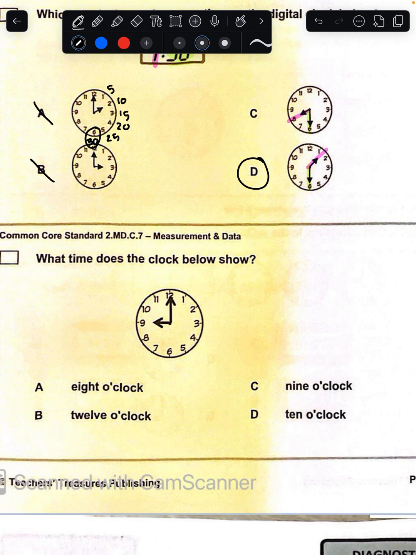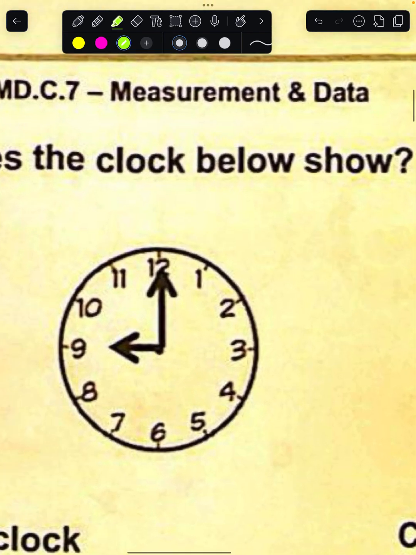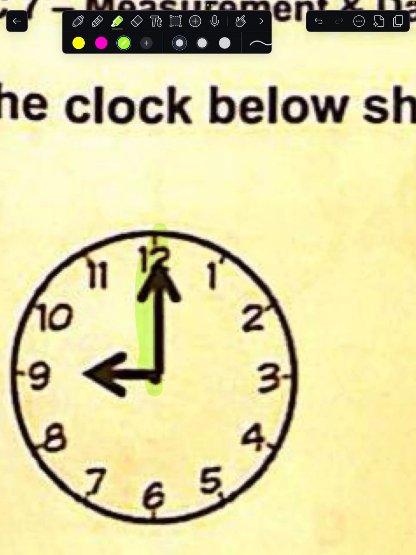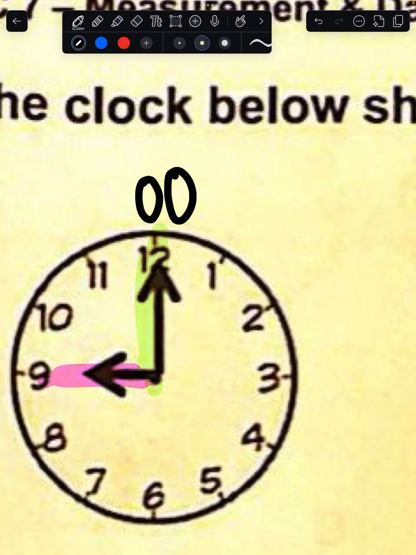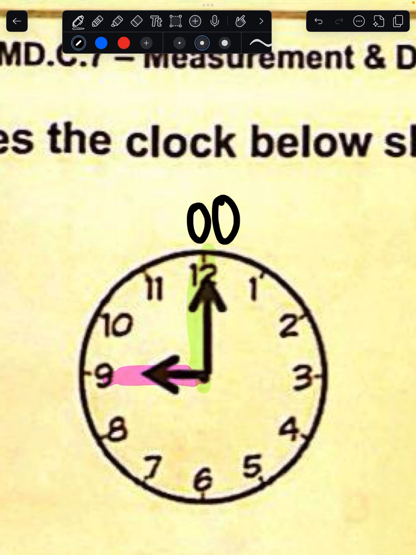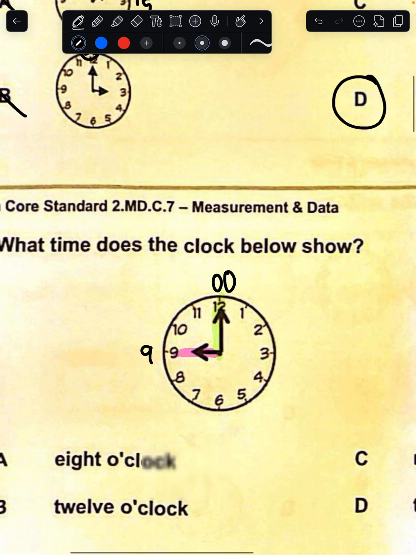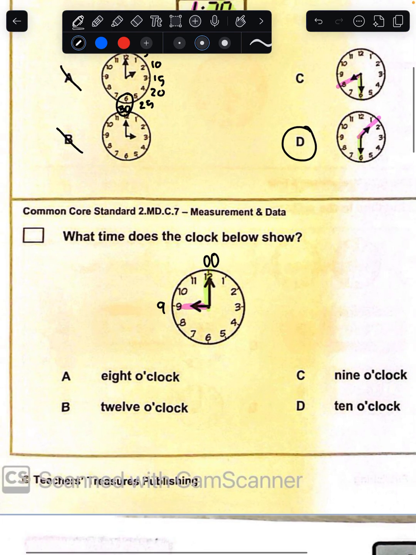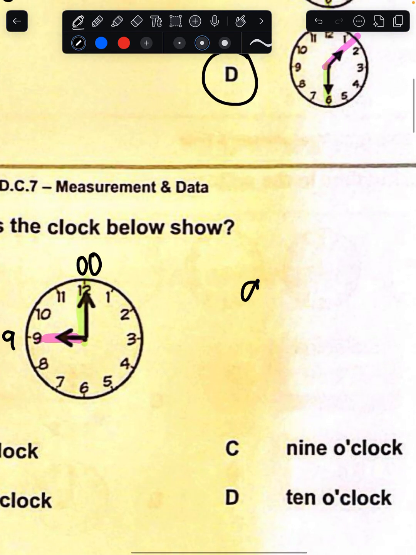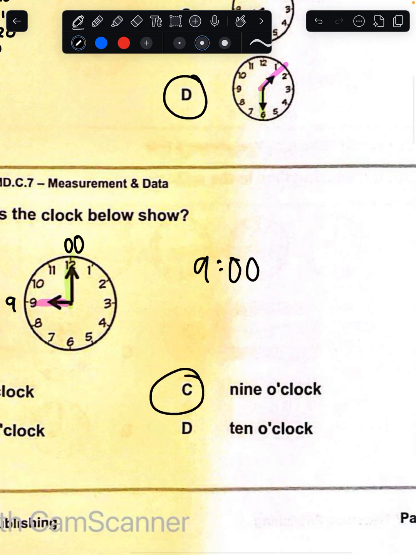Next, it asks, what time does the clock show below? So first we look at the minutes. So minute is 12 again, so we know minutes is 0, 0. And then for the hour, it's 9. So the time is going to be 9 o'clock. So it's C.